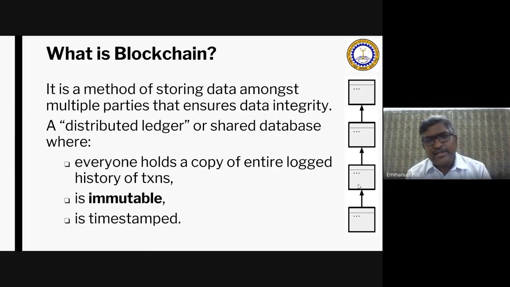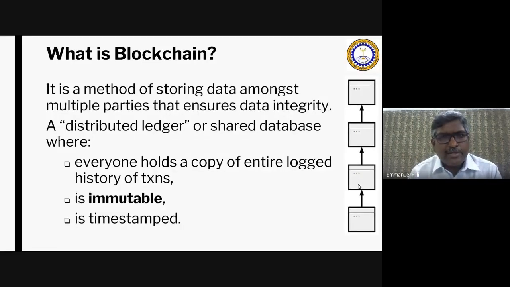You can see who has sent to whom, but you don't know who is who. That is the only problem. But otherwise, you can see all the transactions. As of now, if you download the entire data, it will be somewhere around 400 GB, the entire blockchain, and you can set up your own node and try to mine your new block. I'll show you in a few minutes how this can be done. Everyone holds a copy of the entire log history of transactions. That's what I'm mentioning, about 400 GB of data, maybe a little more now.